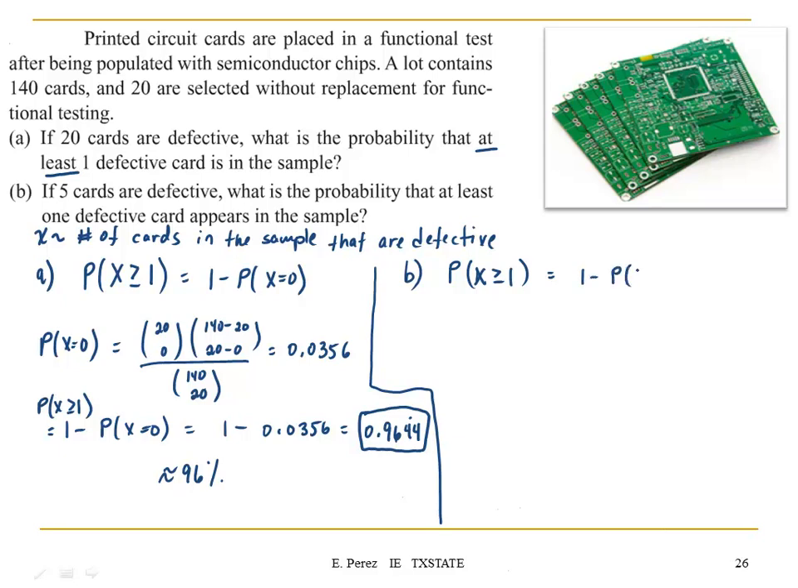Which is going to be the probability of x greater or equal to 1, which is 1 minus the probability of x equals 0. The only difference now is when you compute this, instead of 20 you have 5, 0 times 140 minus 5, 20 minus 0, divided by 140 and 20.